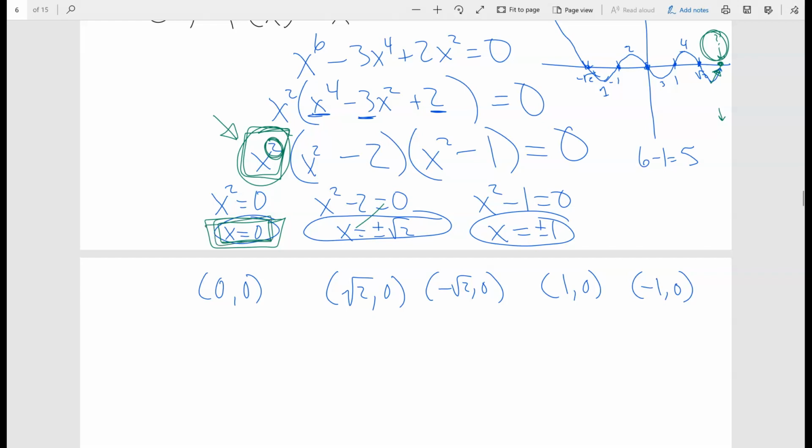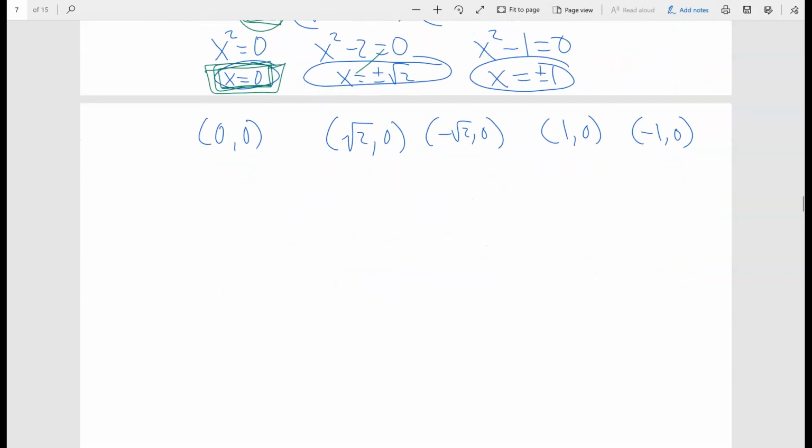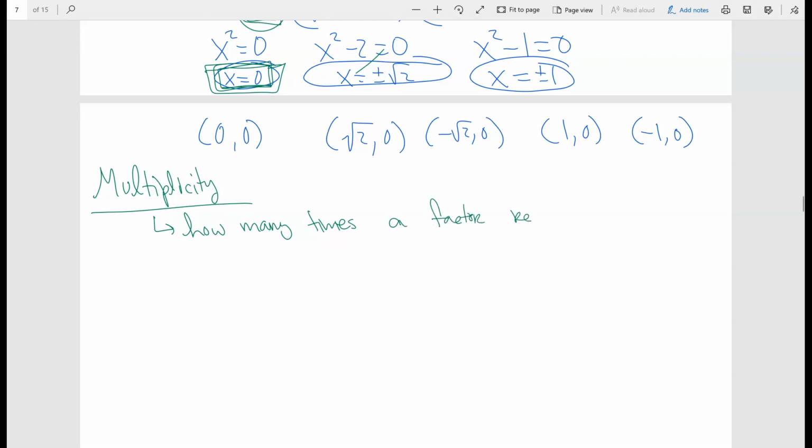Okay, how can you have two zeros? What does that mean? Well, I don't really mean two zeros. I mainly mean repeating zeros. And this is what we call multiplicity. Okay, so multiplicity is basically how many times a factor repeats. So the number of times that this particular factor repeats.